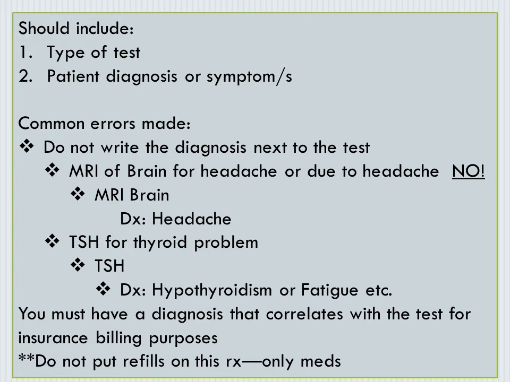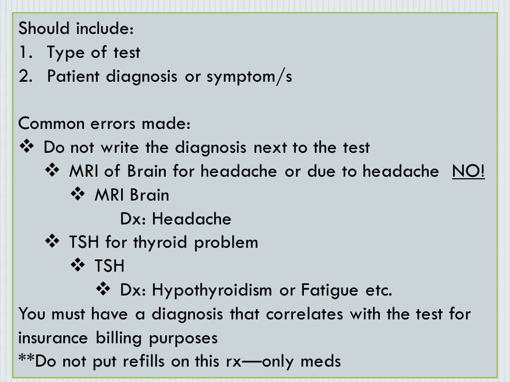So on this prescription, you need to have only a couple things: just the type of the test that you're writing for and the patient's diagnosis or their symptoms. You may only have one symptom, you may have 2 symptoms. You don't need to be detailed. You don't need to write out a sentence and say the patient had a positive urinalysis that showed blood. You don't need to do any of that. You would just put urinalysis, diagnosis, hematuria, or diagnosis, dysuria, or diagnosis, back pain, something like that.